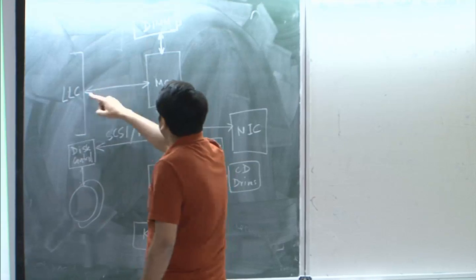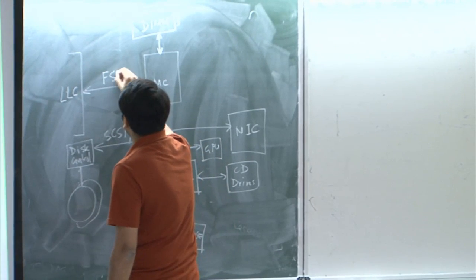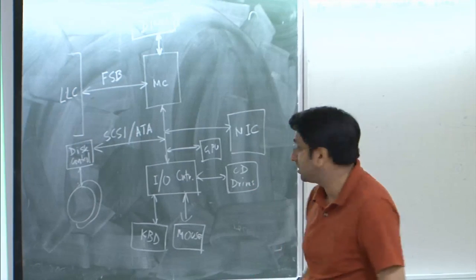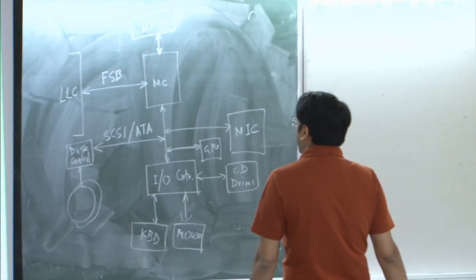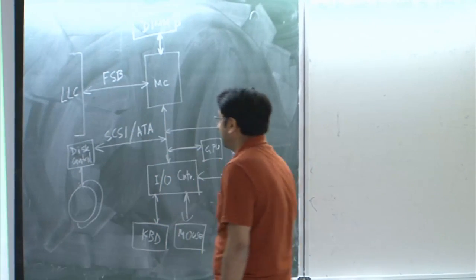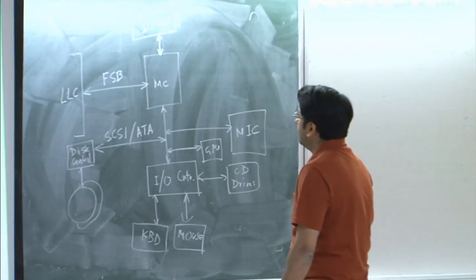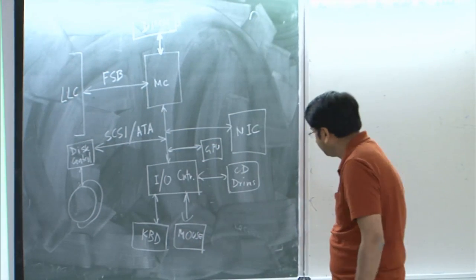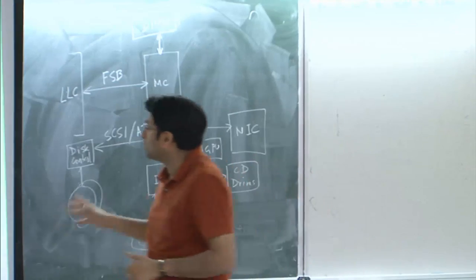So I'll often refer to this particular bus as the front side bus. This is again an old name, coming from the Intel chipsets. When the memory controller was the North Bridge, it would connect to the processor through the front side bus. But anyway, what I really mean is the bus that connects the LLC controller to the memory controller. So this is what it looks like.